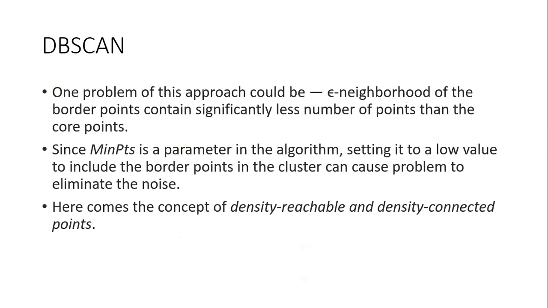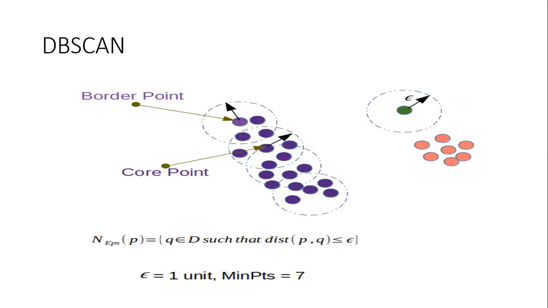Okay, so now, थोड़ा सा ये outlier पे बात चली जाएगी. Eta neighborhood of the border point contains significantly less number of points than the core points. ये बात तो सही है ना? So the problem is that when I am at the border points, their eta neighborhood contains fewer points. इसका हल क्या है? Minimum points आपके control में. मैं चाहता हूँ कि ये core point बन जाए.